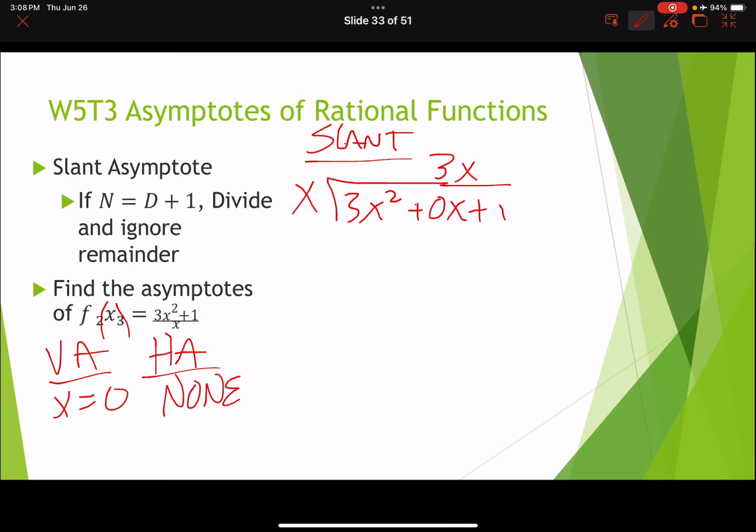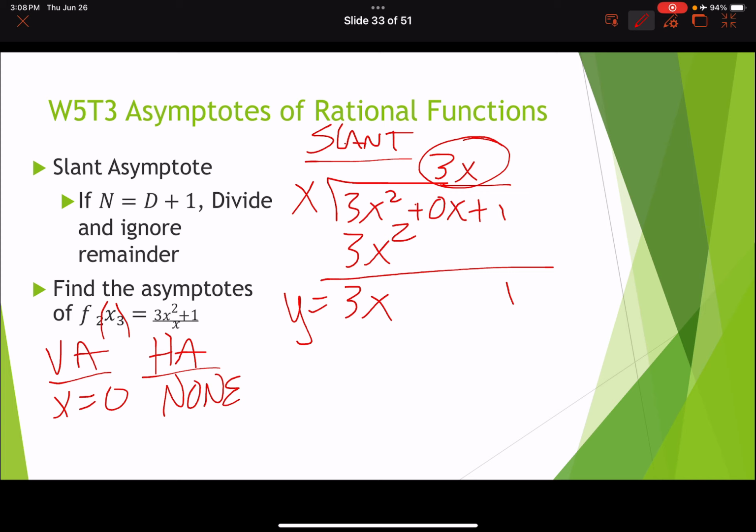That's going to make 3x squared. Then we're going to do our subtraction. That goes away. We're left with a 1. That's our remainder because we can't make an x be a 1. What that means is our slant asymptote is 3x, or you would say that it is at y equals 3x. There's our slant asymptote.